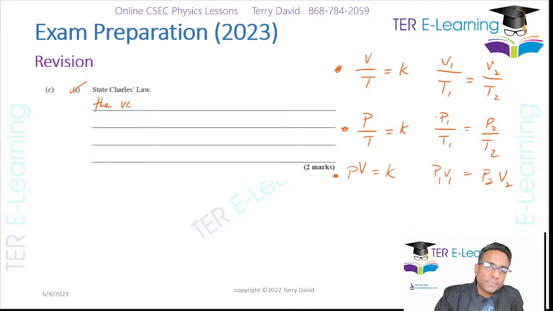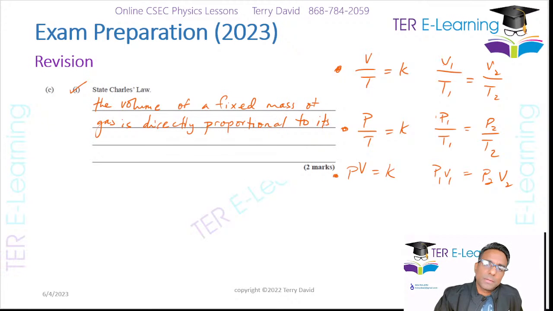So the volume of a fixed mass of gas is directly proportional to its absolute temperature, provided that the pressure is kept constant.